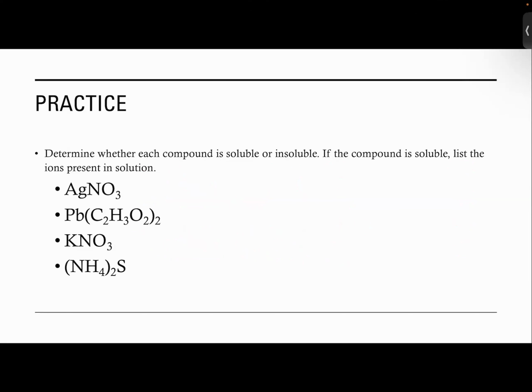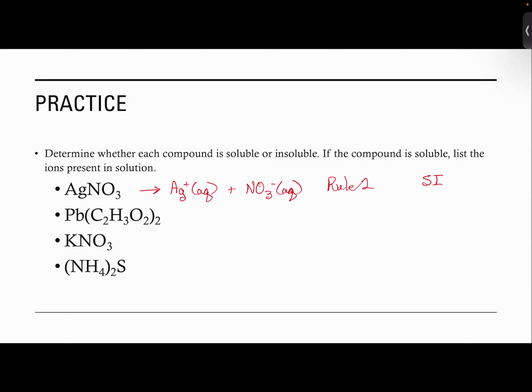Let's look at a couple more. Soluble or insoluble? List the ions present in solution if it's soluble. Silver nitrate is going to dissociate into silver ion and nitrate ion because of rule 2. So it is a soluble ionic compound.